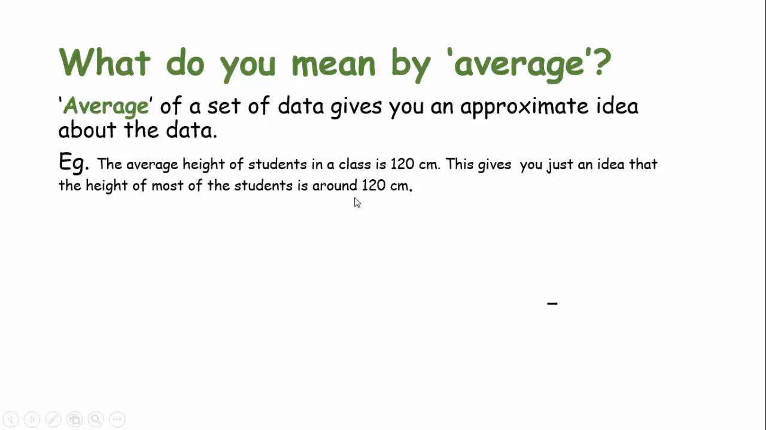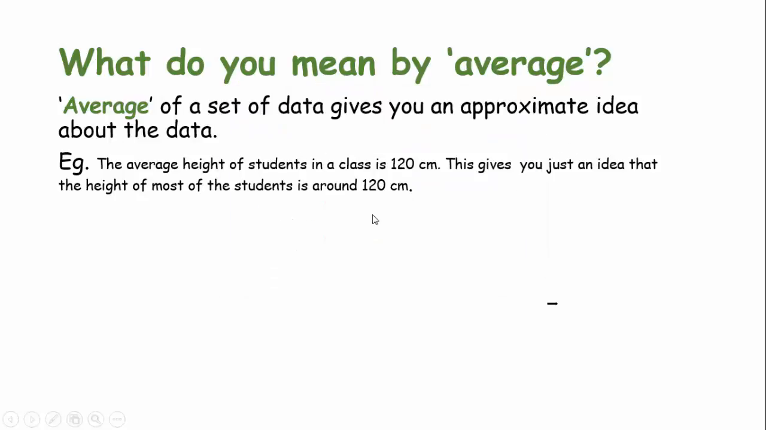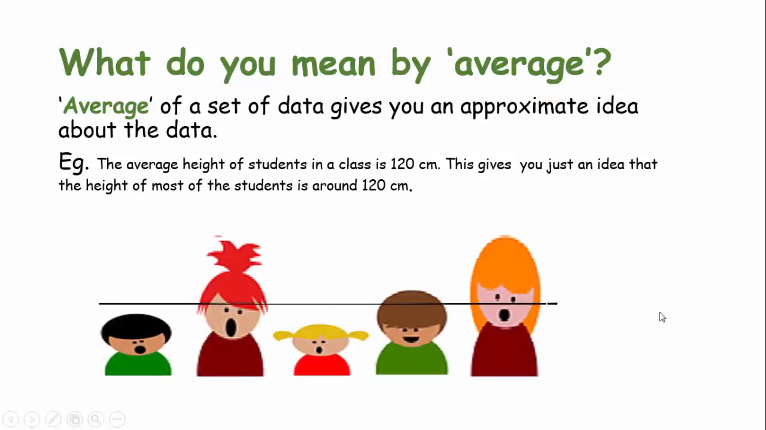So you really have to be careful here. It simply means that many students in the class are around that height, 120 centimeters. So it's somewhere around the center of the entire data, and that's where the average height is.